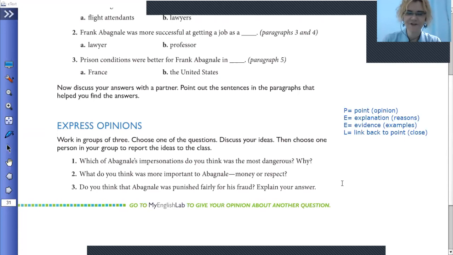Yeah, very good. Okay, Dimas, I could hear that you used all 4 parts. You stated your opinion, you gave an explanation, you gave reasons, you gave evidence by mentioning the different jobs that he took, and then you ended it.